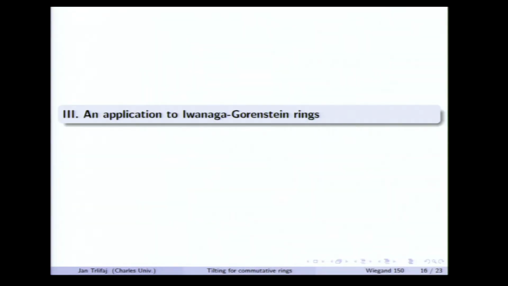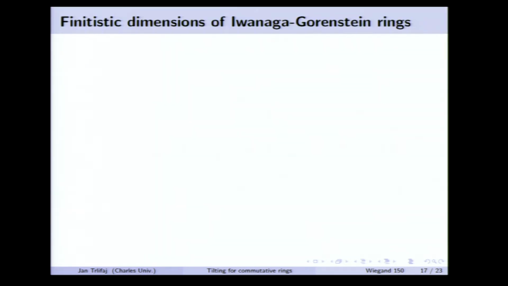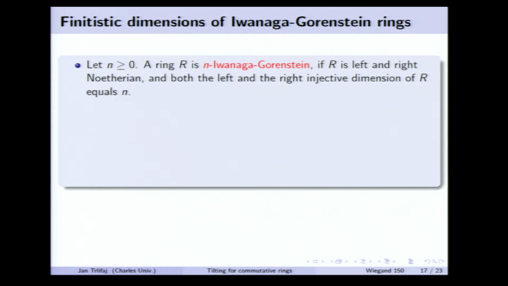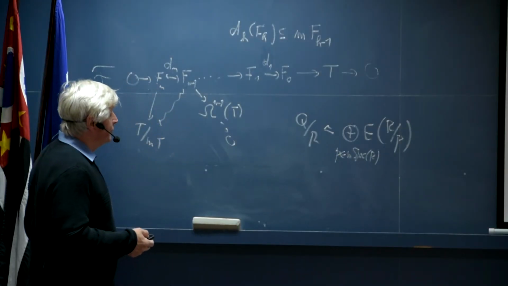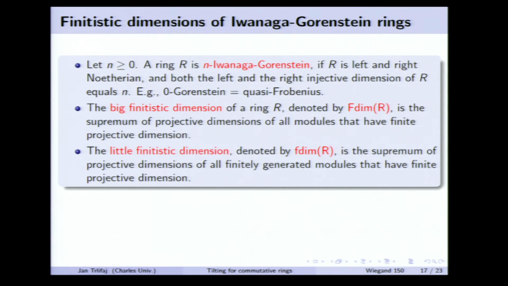Okay, so let me do an application of this to something which is maybe not expected to be related to tilting, and that's the finitistic dimension of Iwanaga-Gorenstein rings. Again, this is not a new result, but I like it, so I hope you will enjoy it too. So what are these Iwanaga-Gorenstein rings? It's a generalization of n-Gorenstein rings from the commutative setting to the non-commutative one. They are left and right Noetherian, and both the left and the right injective dimensions of R are equal. So 0-Gorenstein is just quasi-Frobenius, for example. That's not necessarily commutative, of course.